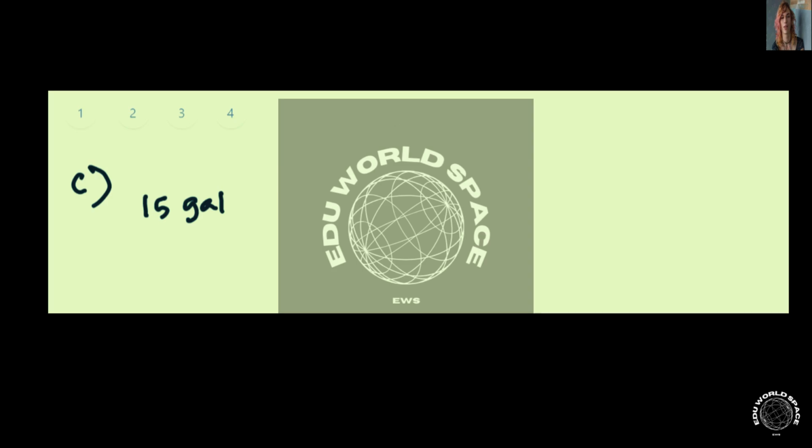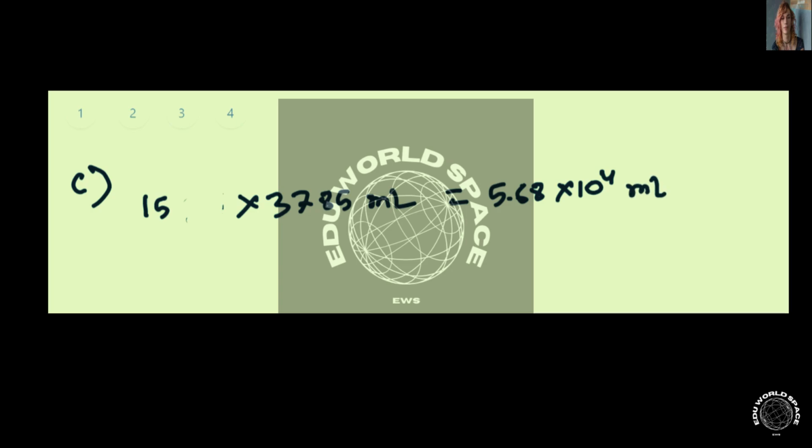So 1 gallon is 3785 milliliter. That means 15 gallon means 15 gallon times 3785 ml per gallon. It will give us a value of 5.68 times 10 to the power 4 milliliter.